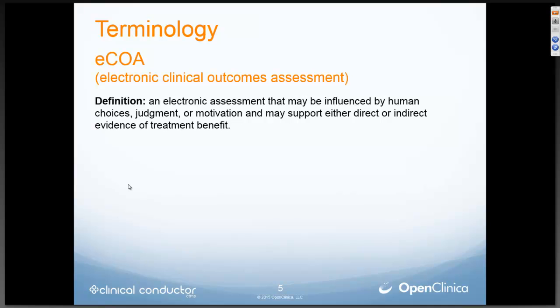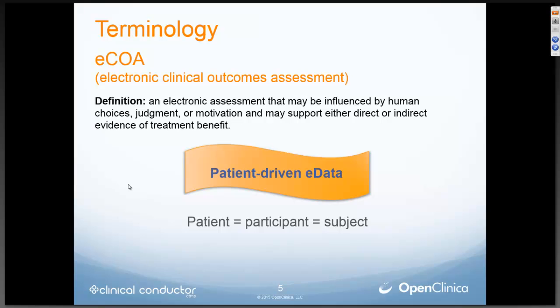So first of all, ECOA stands for Electronic Clinical Outcomes Assessment. It's basically an electronic assessment that's influenced by some sort of human choice, judgment, or motivation, and they're often used to support either direct or indirect evidence of a treatment benefit. It's true electronic source data, and instead of trying to memorize that dictionary definition, you can think of it as really patient-driven e-data. And the terms patient, participant, and subject are really all synonymous, especially for the purposes of this presentation, so I will use them interchangeably.